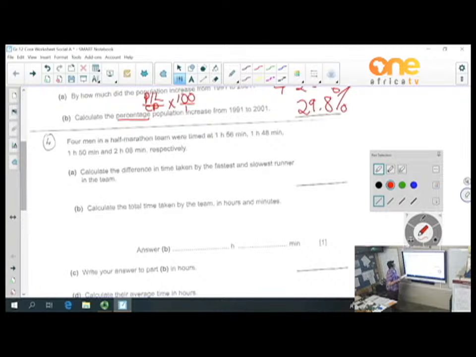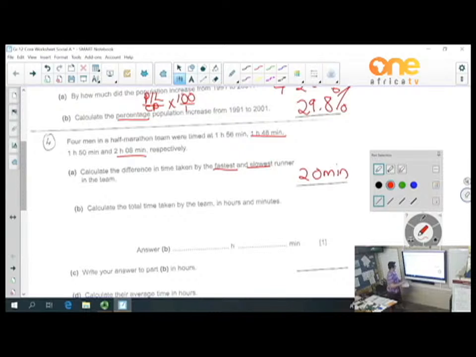Right, question 4. 4 men in a half marathon team were timed. There's all their times respectively. Calculate the difference in time taken by the fastest and the slowest runner in the team. So which one was the slowest one? Obviously this one, isn't it? And the fastest one? That one, isn't it? That one is the fastest one. So if we subtract the two, remember there's only 60 minutes in an hour. If we subtract it, the difference is 20 minutes between the two there.